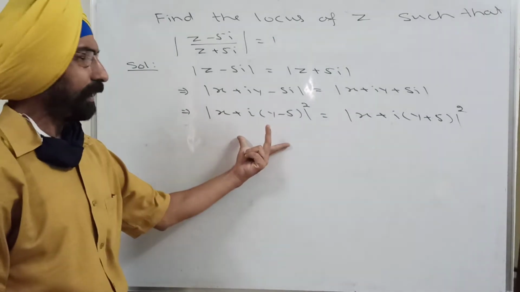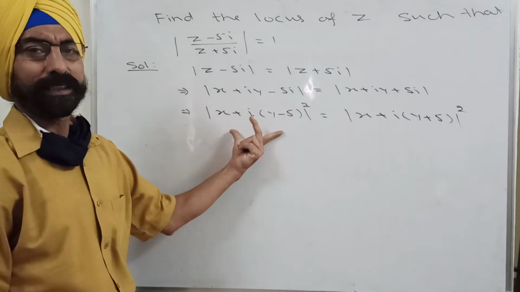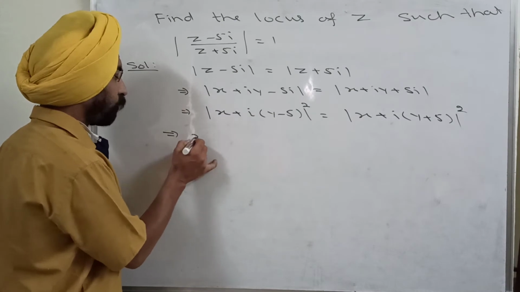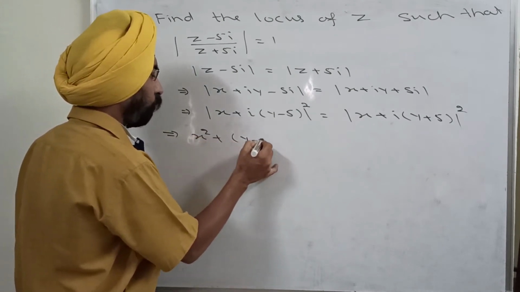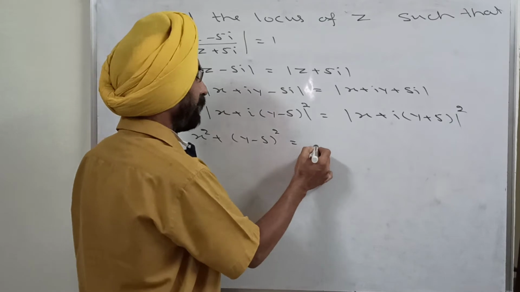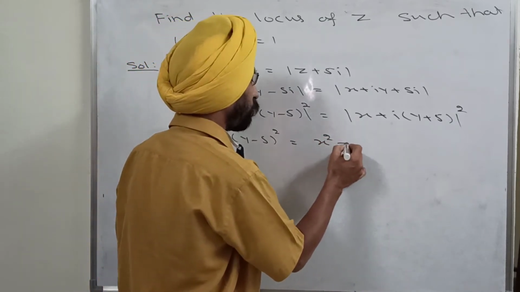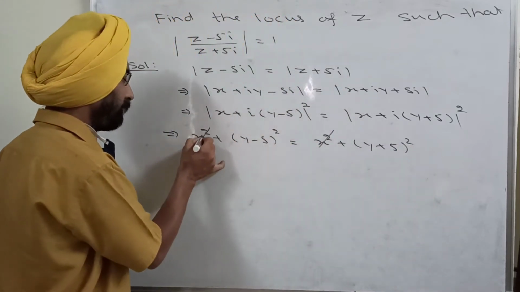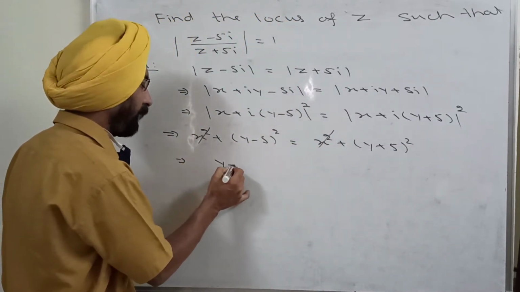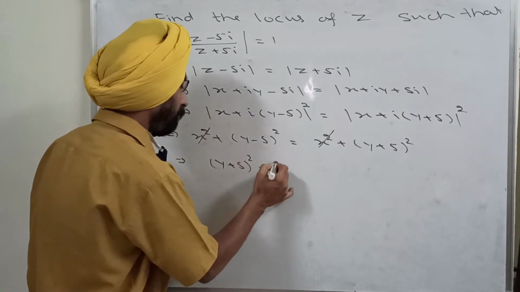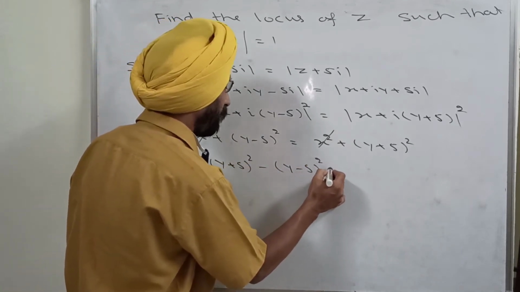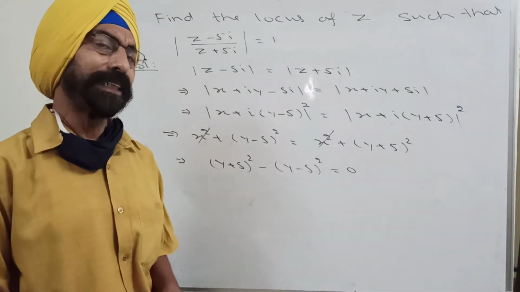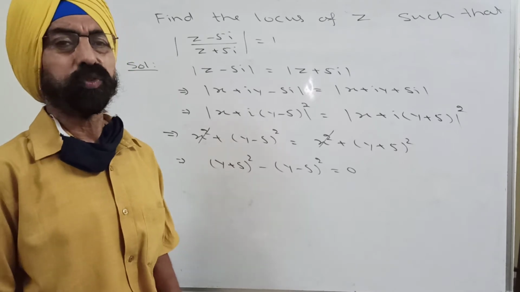And now, what is the square of the modulus of this complex number? It is real part square plus imaginary part square. That means x square plus (y minus 5) square is equal to, similarly on the other side, x square plus (y plus 5) square. x square is cancelled. You will be left with (y plus 5) square minus (y minus 5) square is equal to 0.